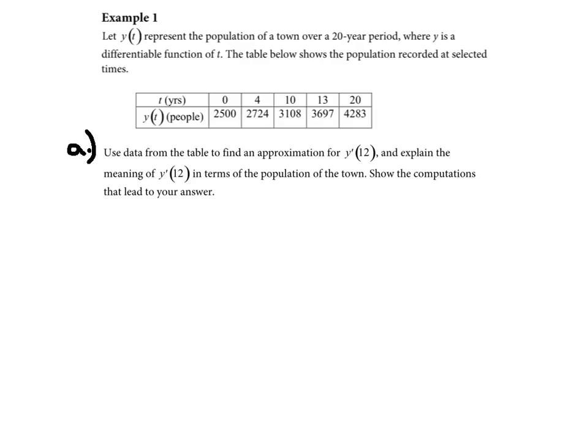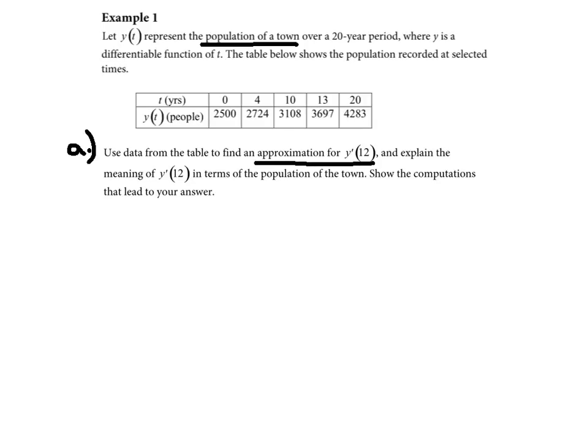So here in our first example, they've given us a function y of t that represents the population of the town over a 20-year period. And so, of course, t represents years and y represents just people. There are no rates introduced into the problem yet. So the first thing they want me to do is to approximate or estimate the slope at 12.